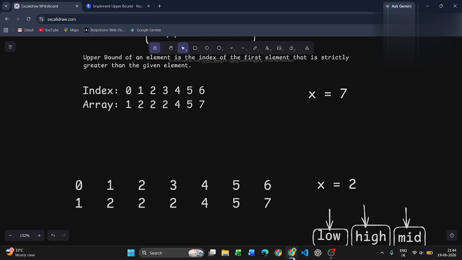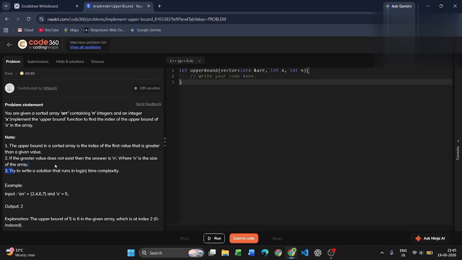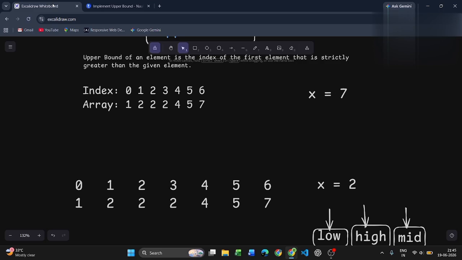The brute force way to solve this can be linear search, in which we traverse every element and apply the condition of whether the element is strictly greater than the given element or not. If it is, then we return that index. If it is not, then we return the size of the array. But it is clearly stated in the question that we need to write a solution that runs in logarithmic time complexity. And we know that linear search runs in a time complexity of big O of n for the worst case.